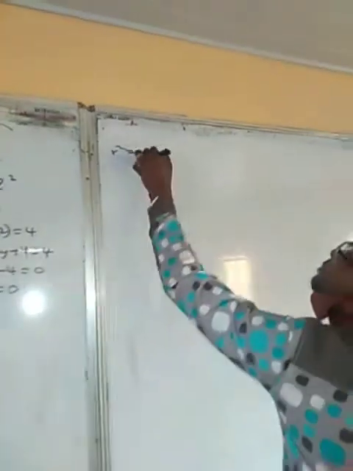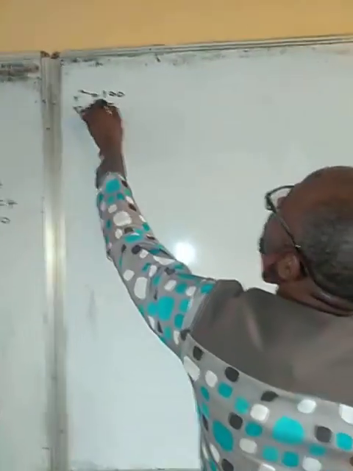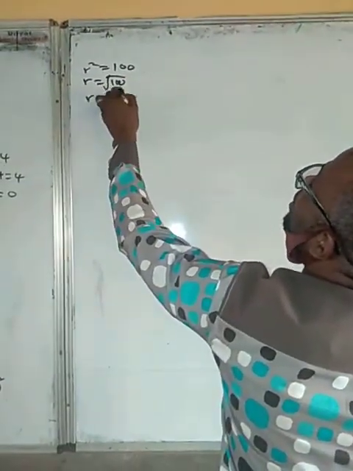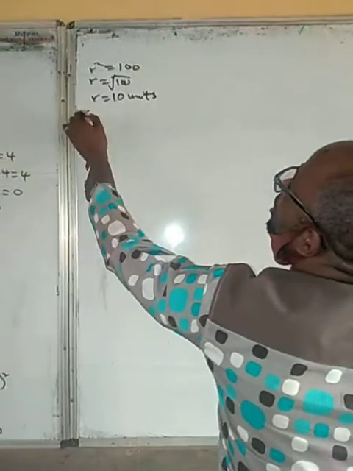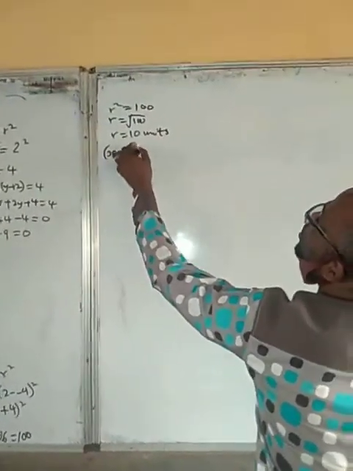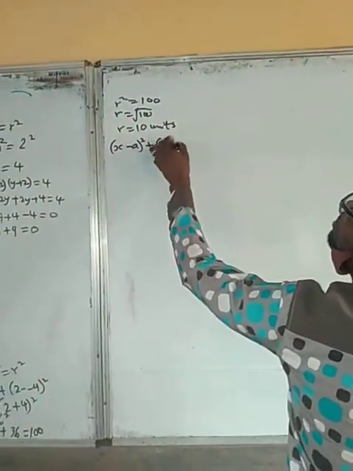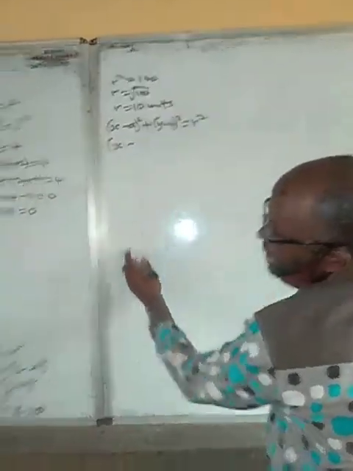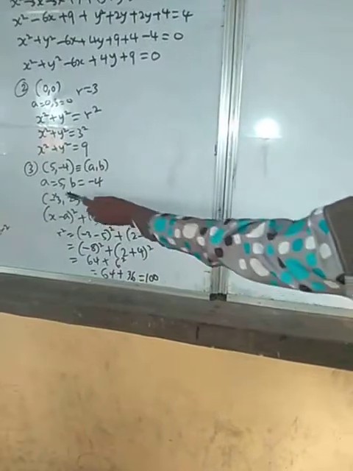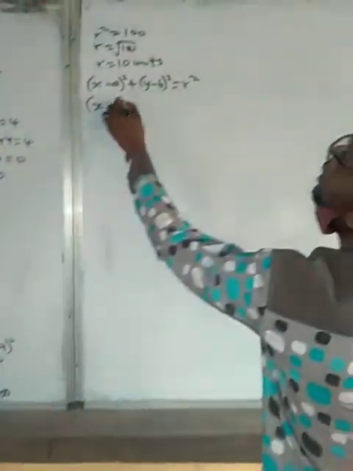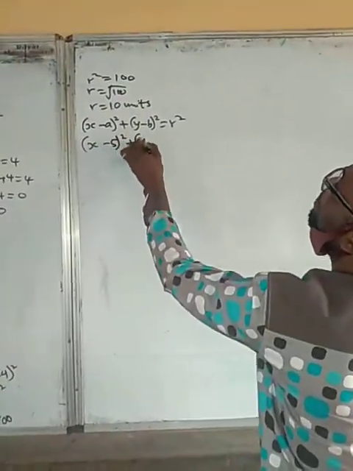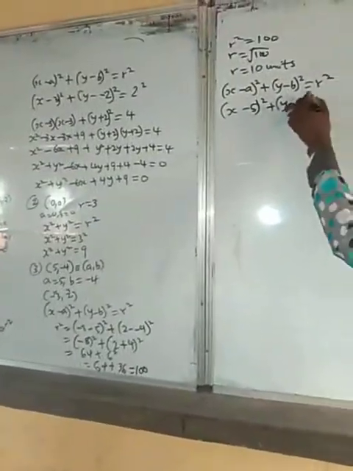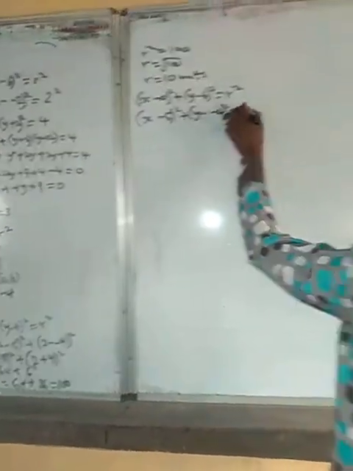So we have that r squared is 100, so r is the square root of 100, r is 10 units. So the equation of the circle (x minus a) all squared plus (y minus b) all squared is equal to r squared. So we have x minus a, a is 5, b is minus 4, all squared is equal to 10 squared.